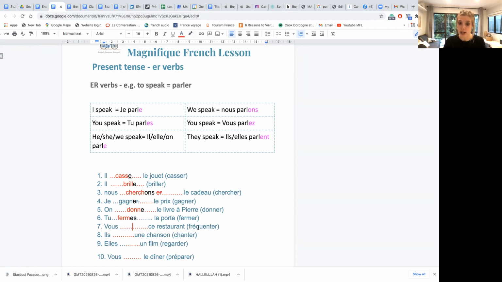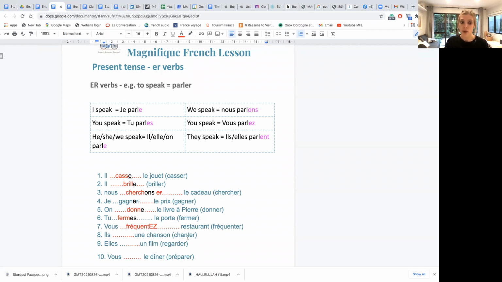So we got vous and the verb is fréquenter. So we need to go up to vous and you'll see that it's EZ ending. So we're just going to say, fréquente, and we add, I'll do it in capitals this time, EZ, so it stands out. So vous fréquentez, comme ça. And it nicely put the accent on for me, on the E. Voilà.